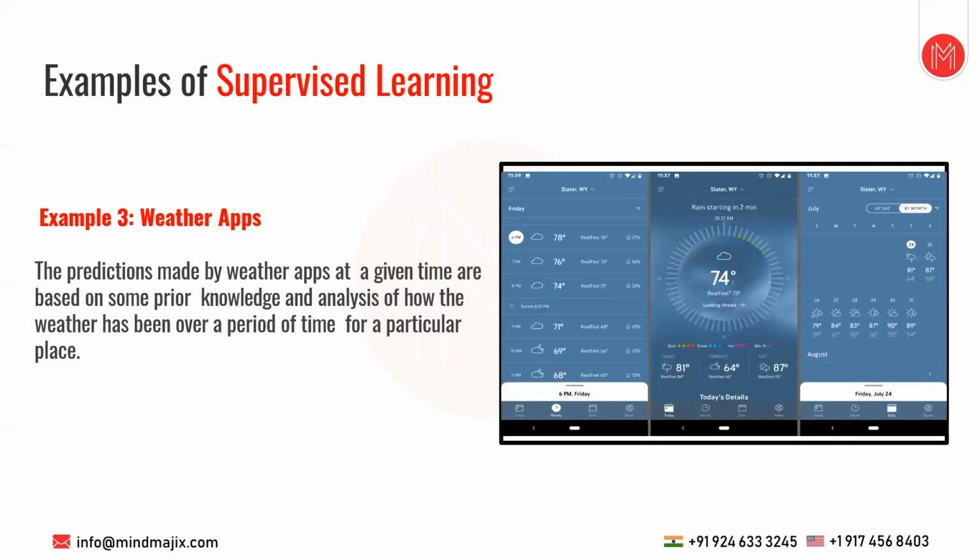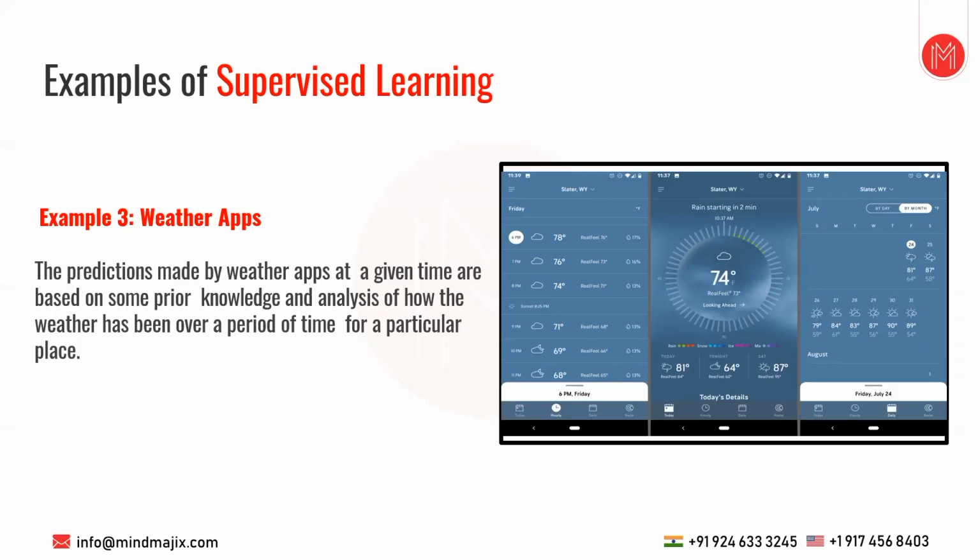Let's talk about the third example, weather apps. The predictions made by weather apps at a given time are based on prior knowledge and analysis of how the weather has been over a period of time for a particular place. We all use the weather application on our smartphones, so we get an idea of how accurately weather applications work based on machine learning predictions, specifically supervised learning.